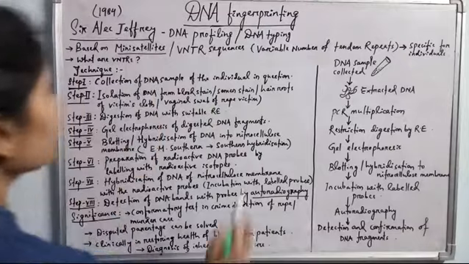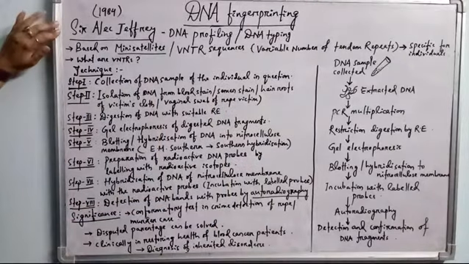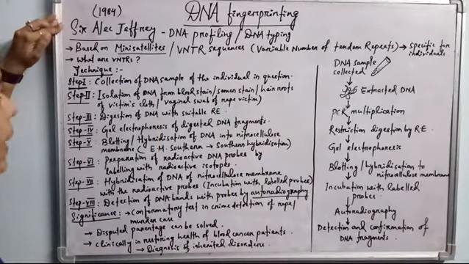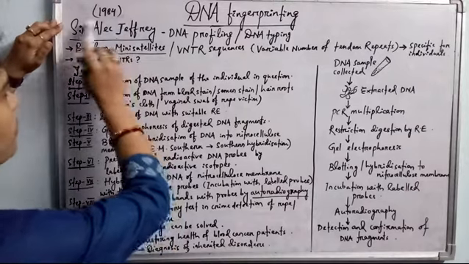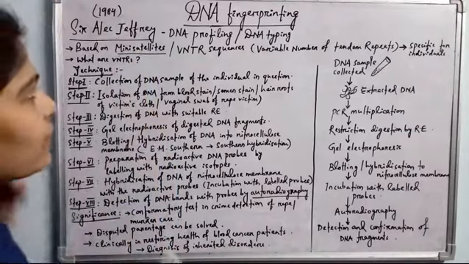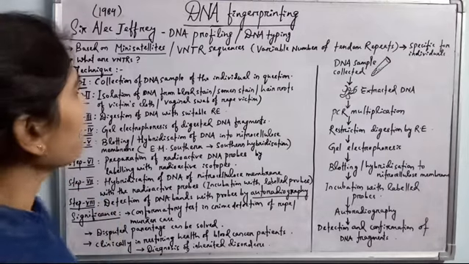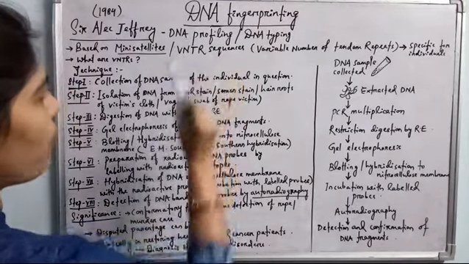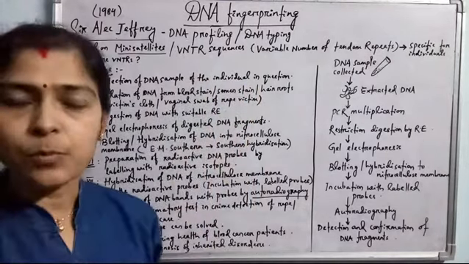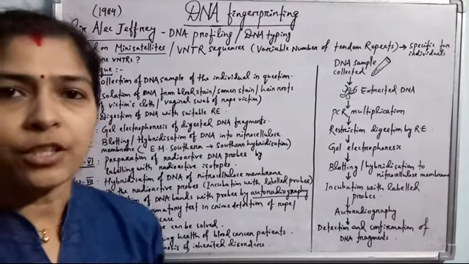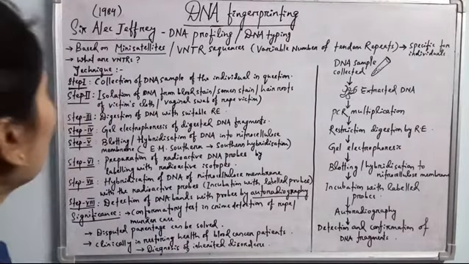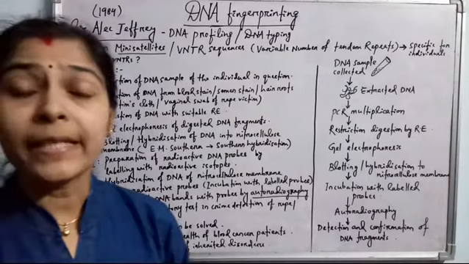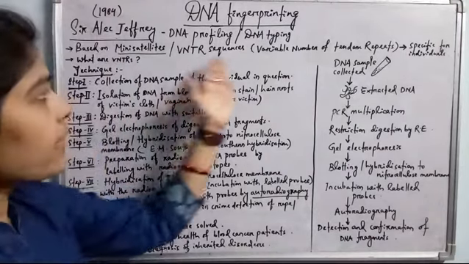See here, DNA fingerprinting. In 1984, this technique was developed by Sir Alec Jeffreys. Alec Jeffreys is the name of the scientist who invented the technique of DNA fingerprinting. It is also known as DNA profiling or DNA typing. In this technique, it is based on the minisatellites or VNTR sequences.